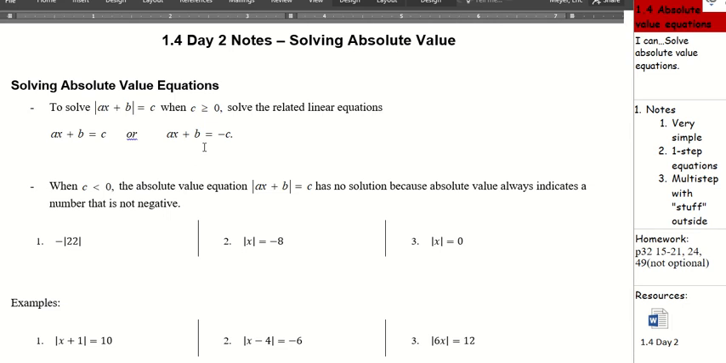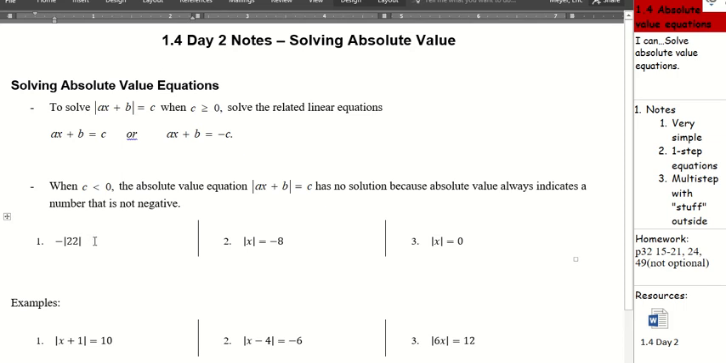So the very first thing I'm going to do here is skip down to do these 3 problems with you. These are very simple equations that we're going to solve. This first one actually isn't even an equation. We just want to look at it and figure out what it means.